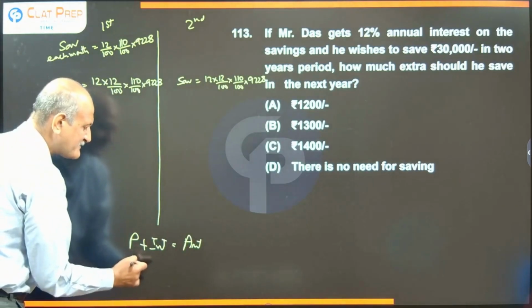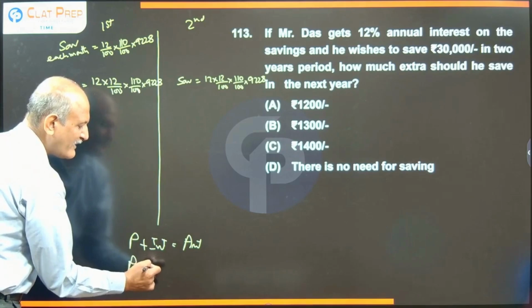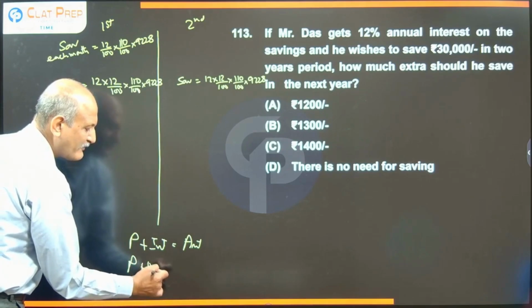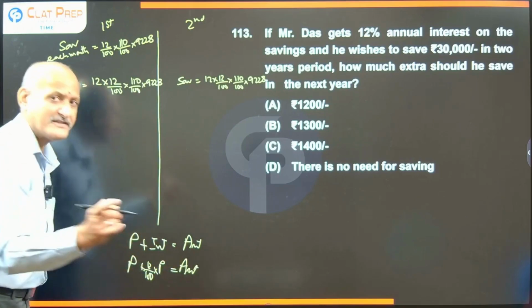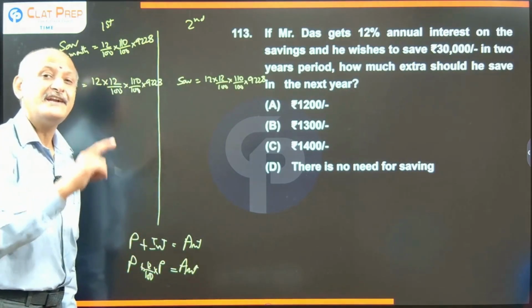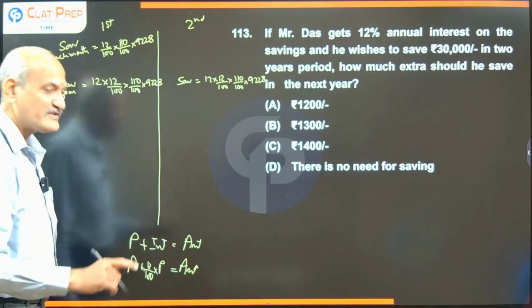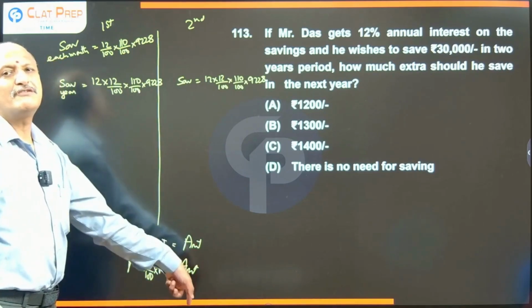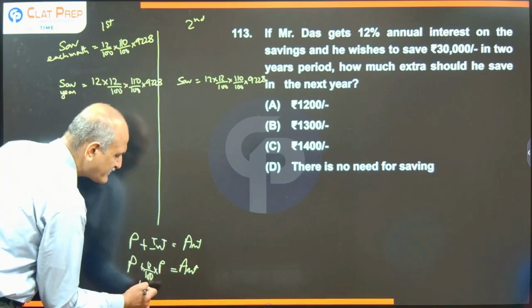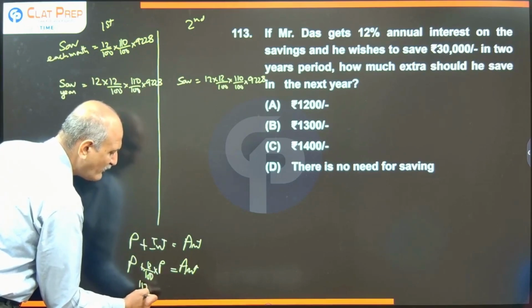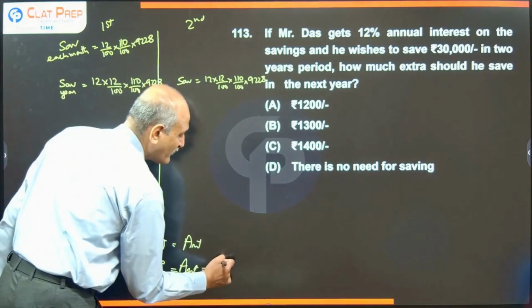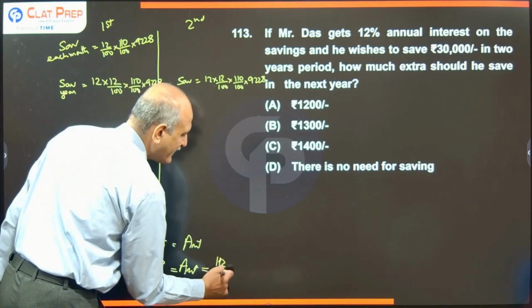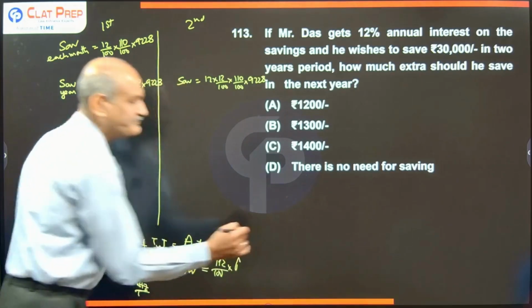If the principal is P here and the interest is 12%, that means he is getting 12% of P. So hence, what can we say the amount is? That means how much is he going to save at the end of 1 year? He is going to save the principal plus 12% of the principal. We could have said this equal to 112%. Let me write it here. He will save 112% of the principal.